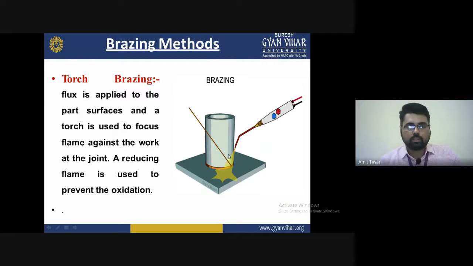It's simple. A reducing flame is used to prevent oxidation, to prevent unwanted moisture content, and to avoid reducing the quality of the weld. So it is easy to understand.